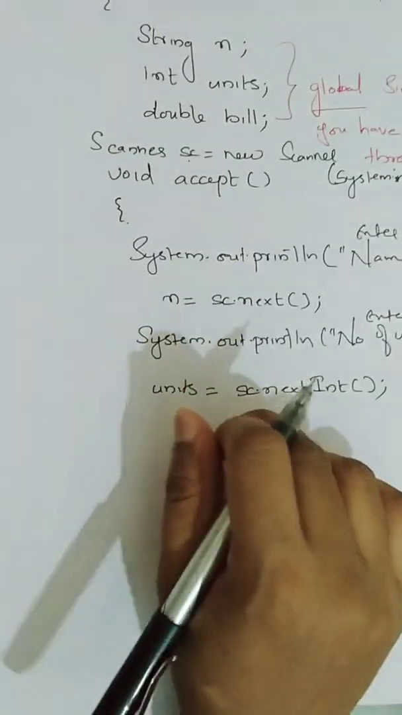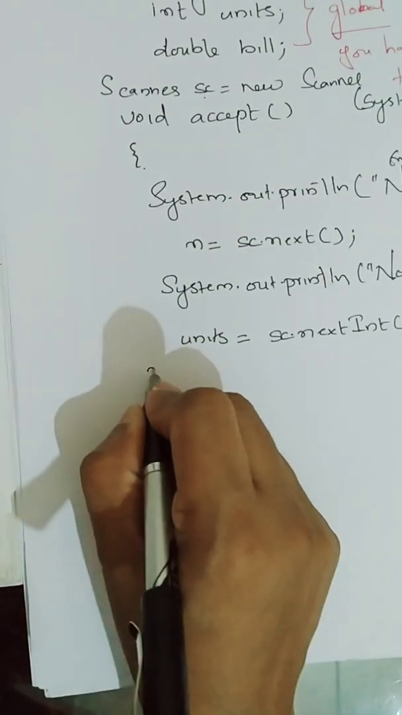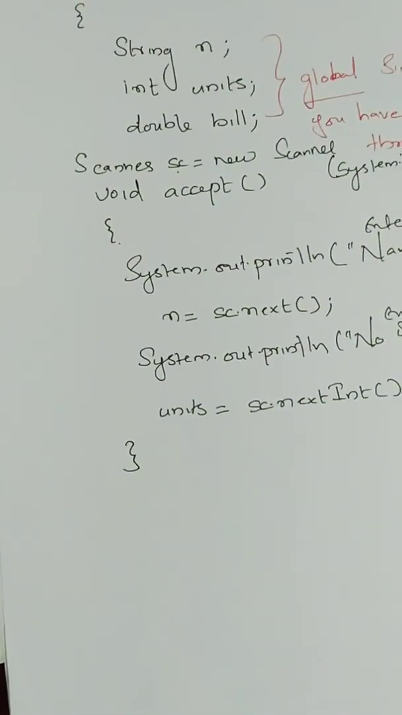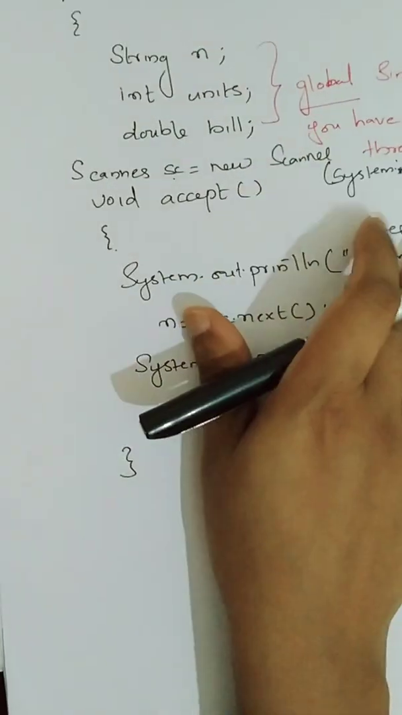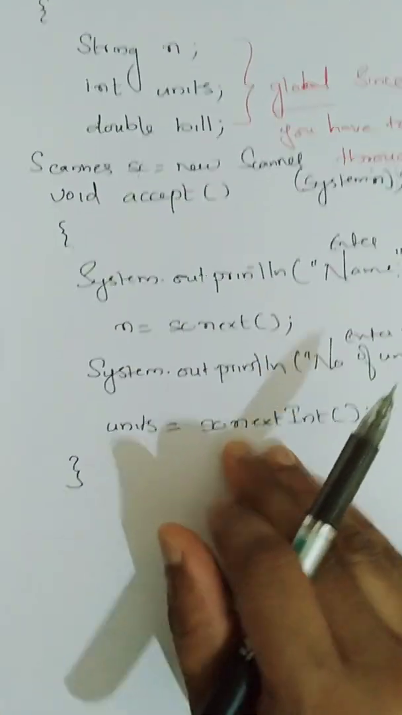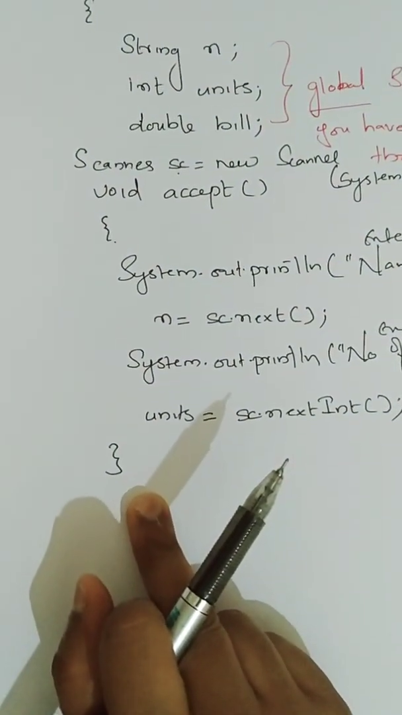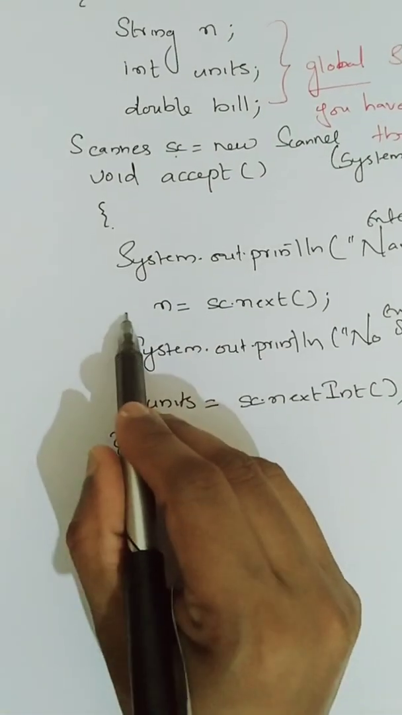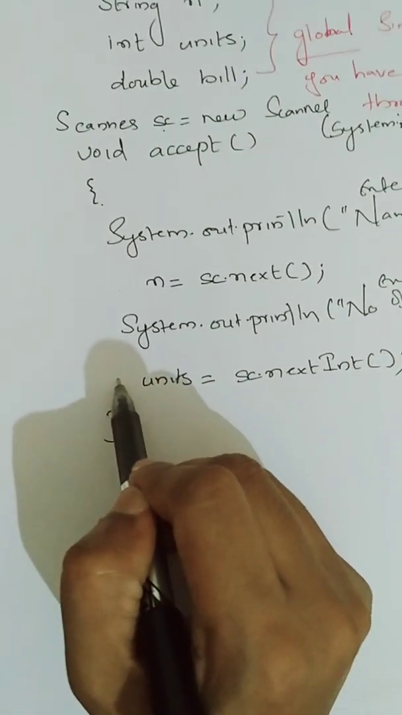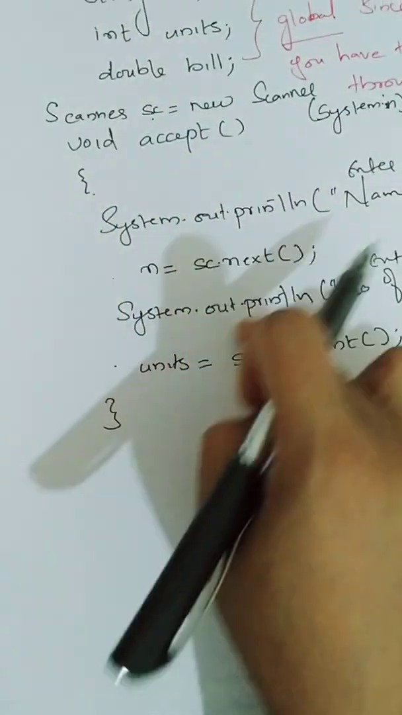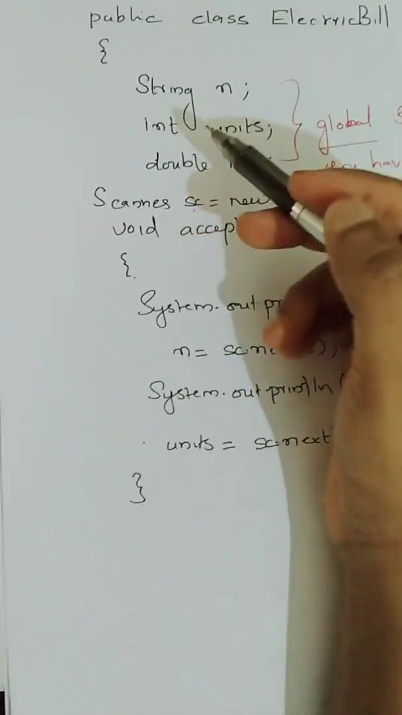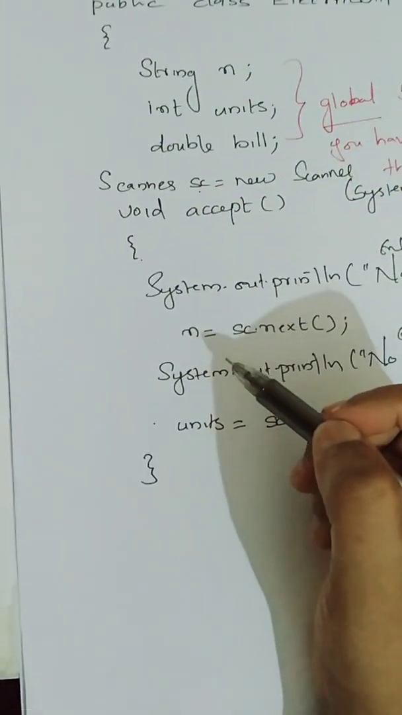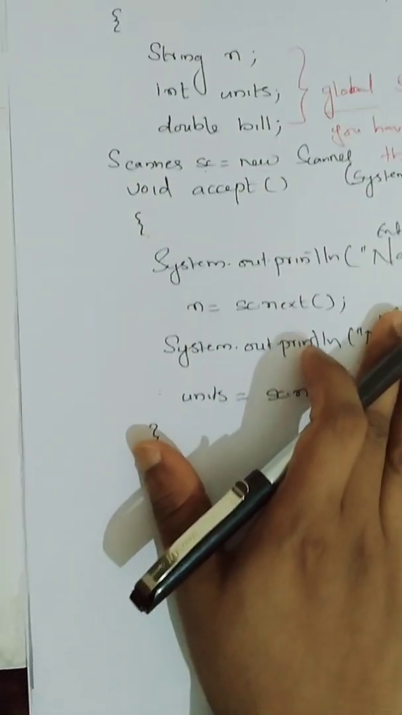Okay, so we have accepted two values. So this method's duty is finished. This function is finished, so I am closing. This method is only used to accept the variable's value. Listen, if you declare string and int here, then these variables will only be accessible inside accept. They will not be available outside accept. That is why I have declared them outside, but accepted the values here. So accept's duty is finished.